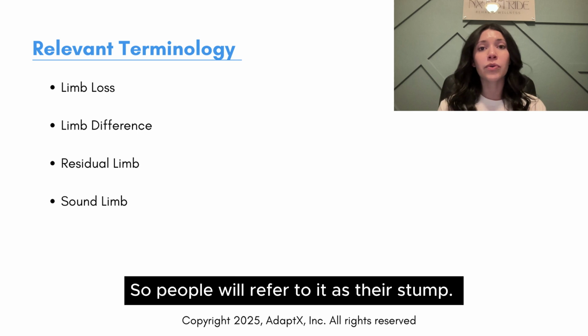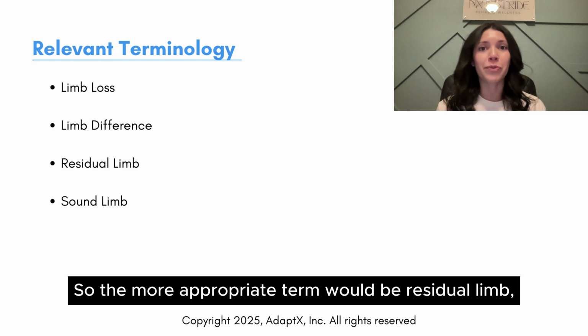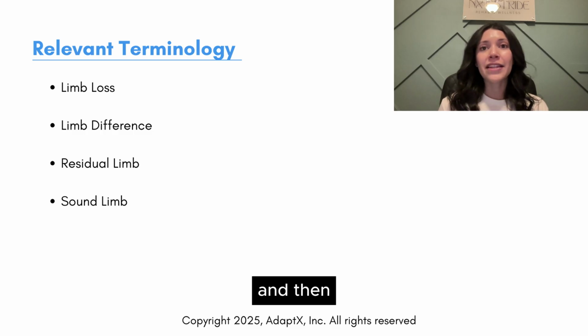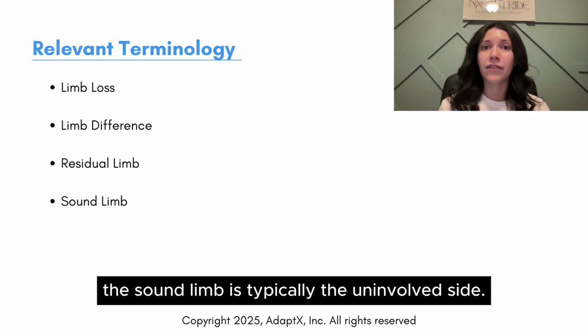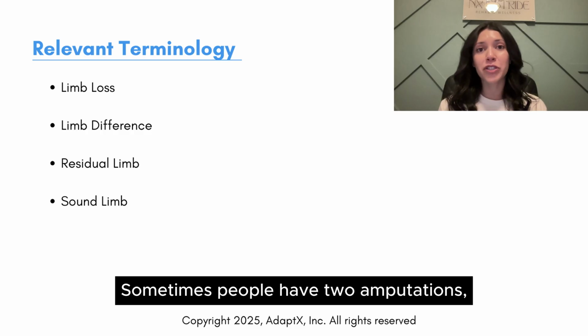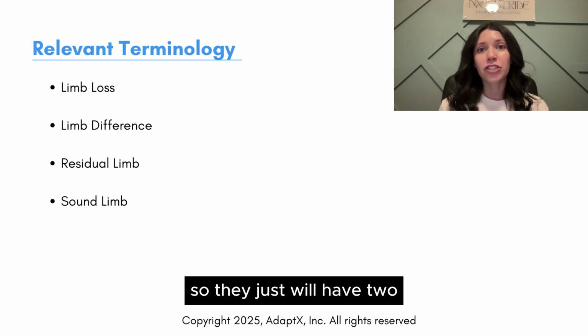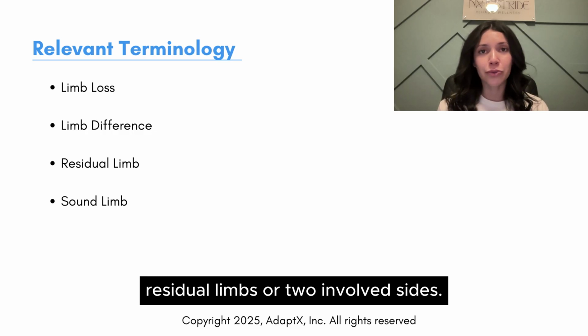Residual limb, so people will refer to it as their stump, but the more appropriate term would be residual limb. And then the sound limb is typically the uninvolved side. And sometimes people have two amputations, so they will have two residual limbs or two involved sides.